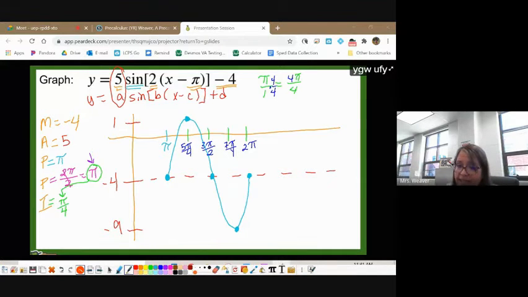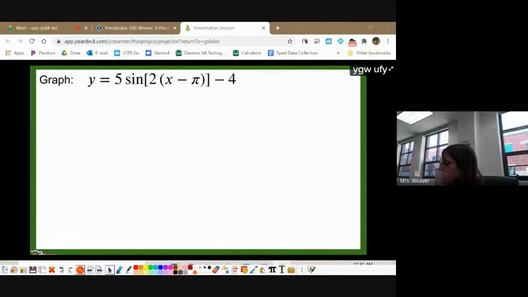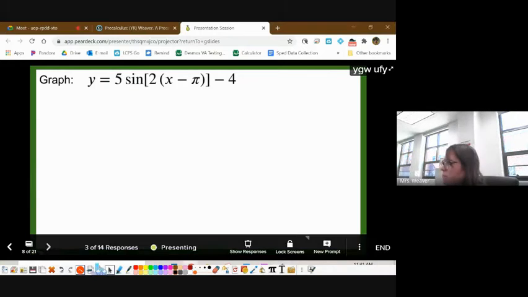Okay, if they asked us to graph a second cycle, could we? We sure could, and we'll show you that on the next example. So let's go ahead and look at our next example and practice this process again, okay?